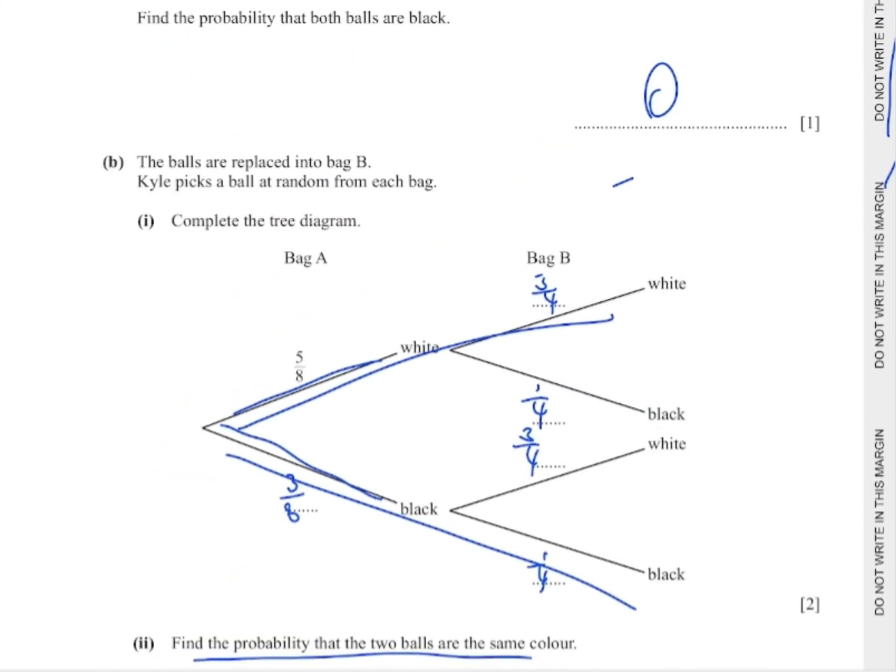Part C: the balls are replaced into their bags. Joe picks a ball at random from bag A and places it into bag B. She then picks a ball at random from bag B. Find the probability that she picks a black ball from bag B. I have two scenarios: the ball placed into bag B from bag A is white, then we want a black. The second scenario is first a black, then we want a black.